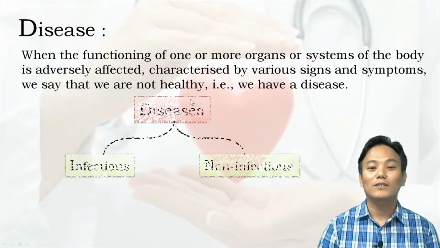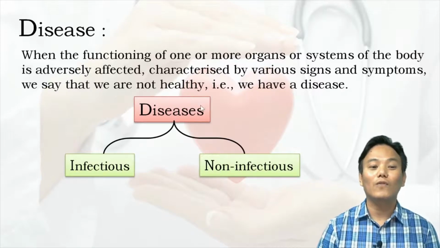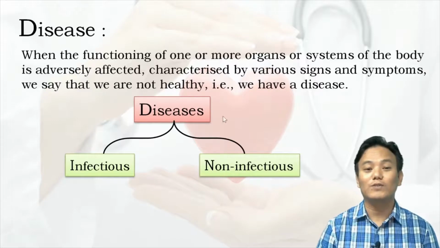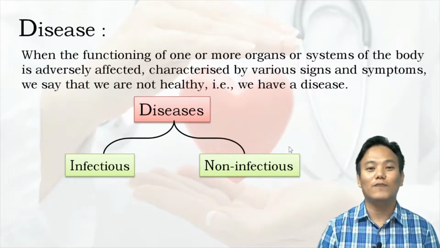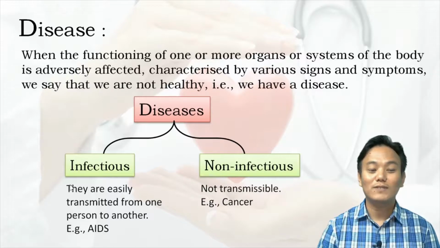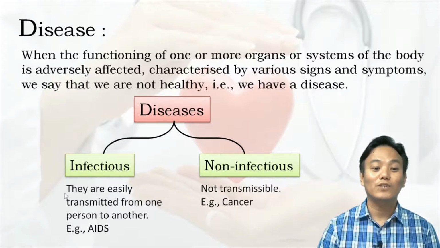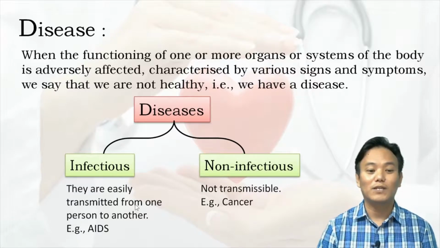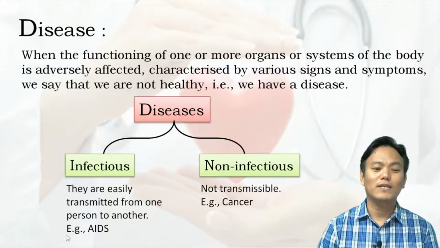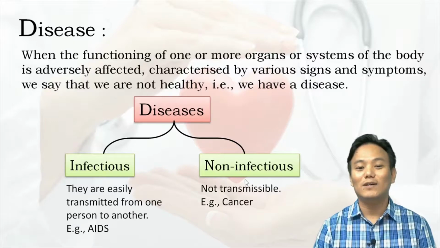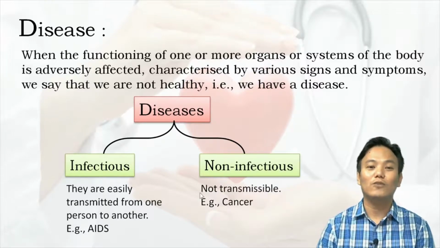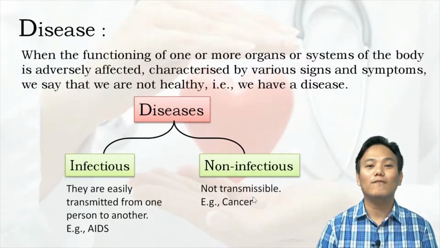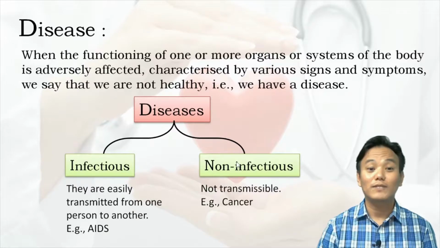So diseases are of two types, right? They can be categorized into infectious and non-infectious. Infectious diseases are those diseases which are easily transmitted from one person to another. They can spread. Example, we have AIDS. And non-infectious diseases are those which are not transmissible, which cannot be transferred from one person to another. Example, we have cancer. Okay, so that is about diseases.